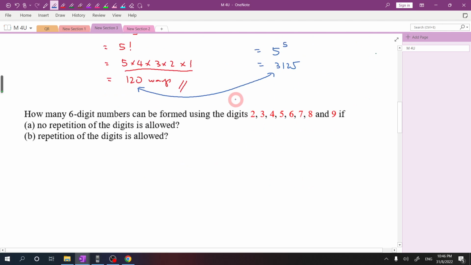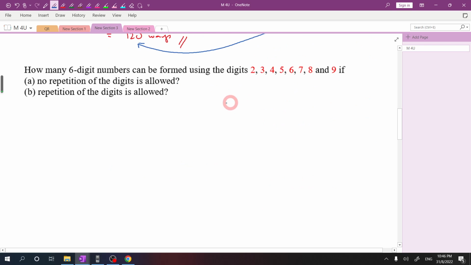Okay, now let's go to this question. No repetition and repetition. You can pause the video and try on your own first. Let's look at the question. How many 6-digit numbers can be formed using the digits 2, 3, 4, 5, 6, 7, 8, and 9 if no repetition of the digit is allowed?